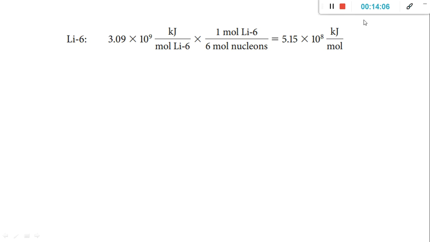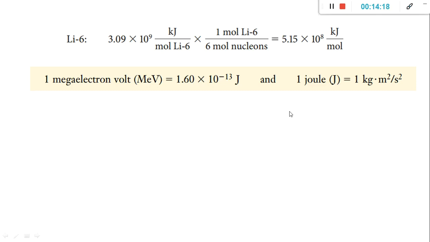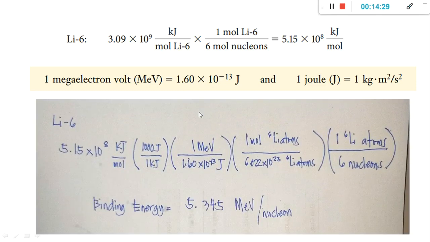So we can actually express this in mega electron volt, or MeV. In 1 mega electron volt, or MeV, we have 1.6 times 10 raised to negative 13 joules. So for example, the lithium 6. We have here 5.15 times 10 raised to 8 kilojoule per mole.